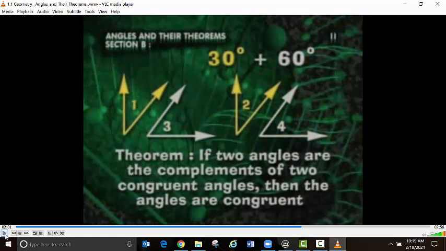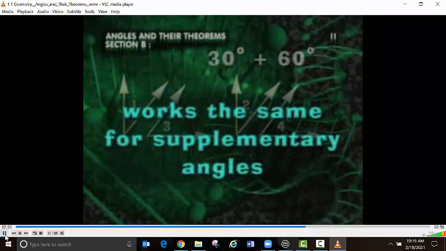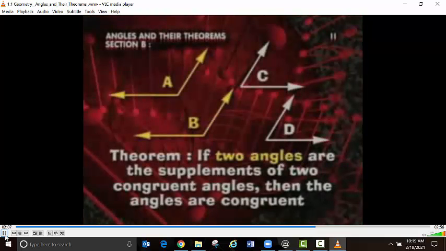I'm going to stop you there. You don't remember this. Complement means they add to 90. So if these two are both 30, and they're supposed to add to 90, then these two would both be 60. So they're congruent. This works the same way with supplementary angles. Supplementary means the two angles add to 180. Here's that theorem. Theorem. If two angles are the supplements of two congruent angles, then the two angles are congruent.